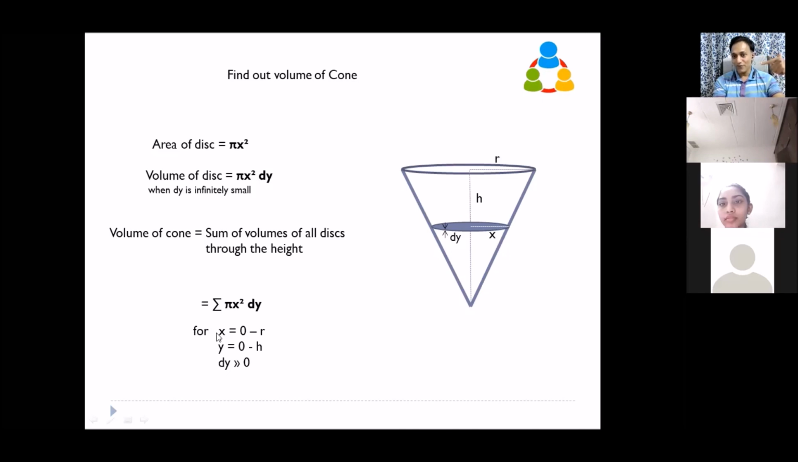For all values of x, which varies from 0 to r, and for all values of y, if this is the y-axis, varying from 0 to h. See, y is 0 here, increases, and becomes h. The x-axis varies from 0 to r. And this dy is infinitely small. So this is the mathematical expression for the volume of the cone. If we find out how to crack this, we can calculate the volume of the cone.